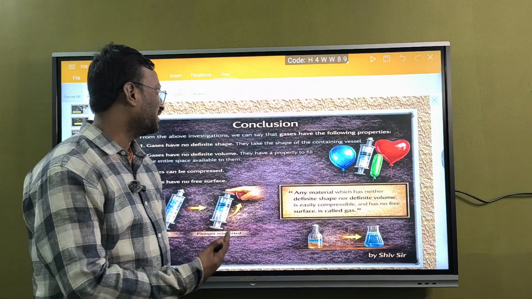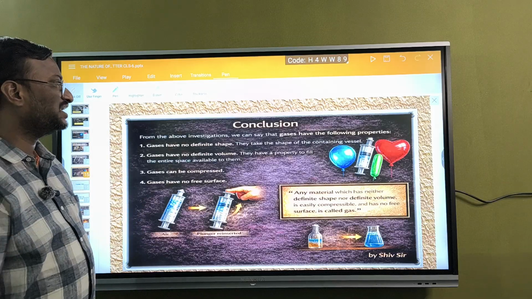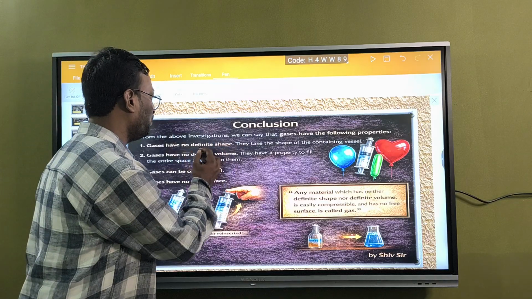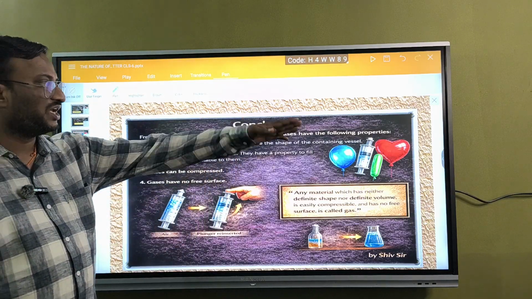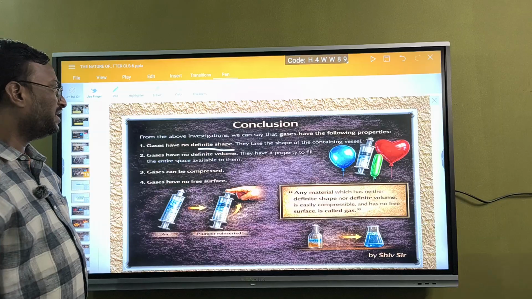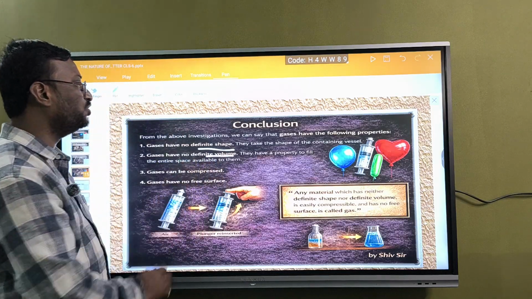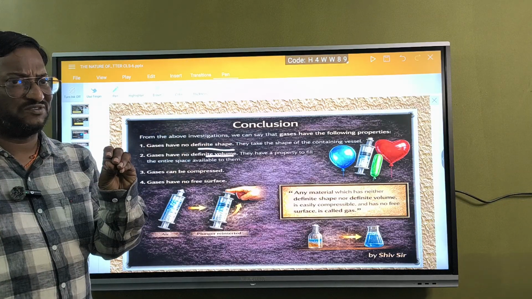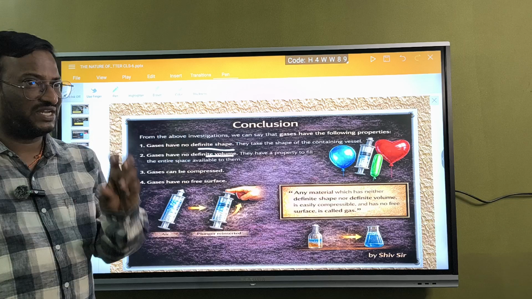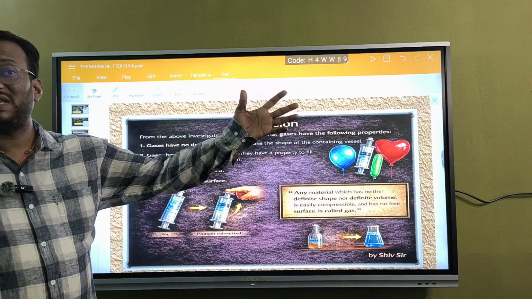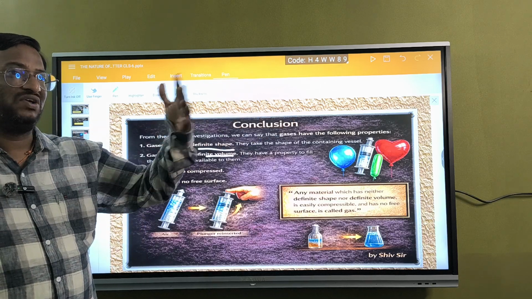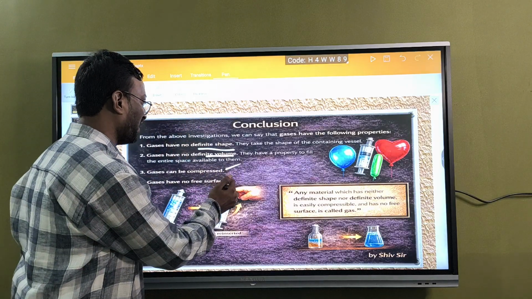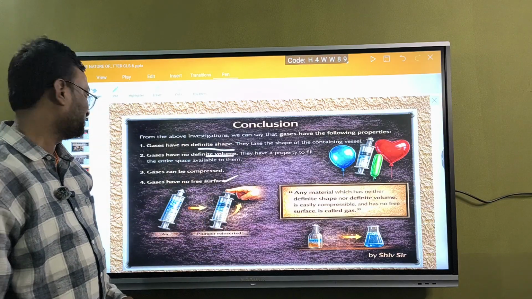At the end, the conclusion is, from the above investigation we can say that gases have the following properties. Gases do not have a definite shape. They take the shape of a container or a vessel. They don't have definite volume. They have the property to fill the entire space which is available. If it is a very small space, it will adjust in a very small space. If it is a very huge space, the gas will expand and spread all over that space. Gases can be compressed and they have no free surface.